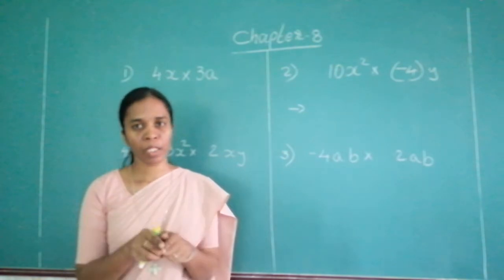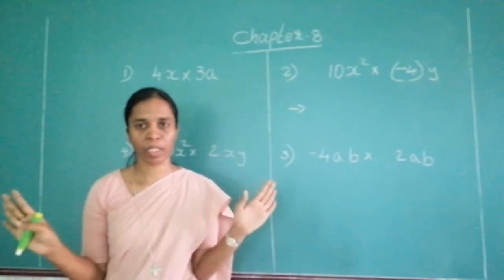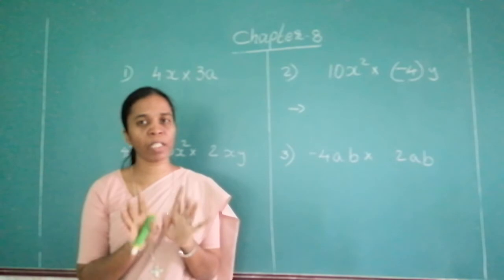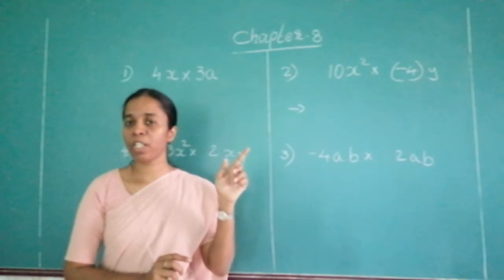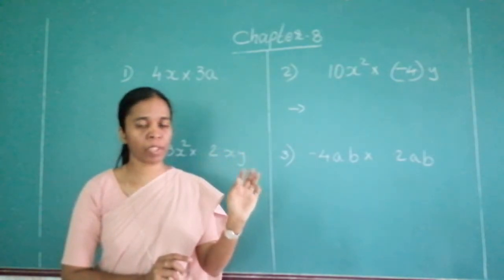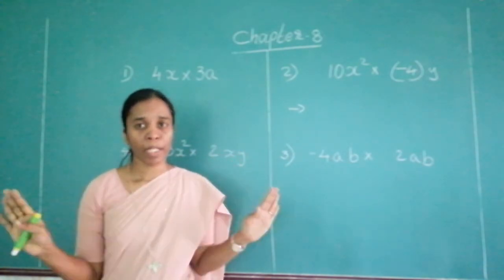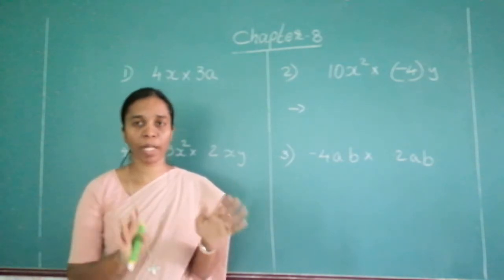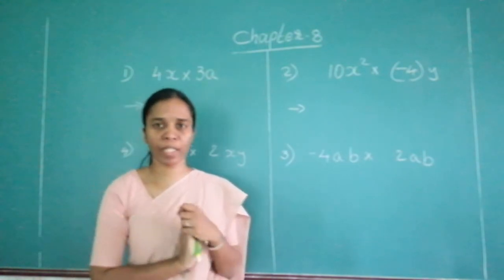You multiply the coefficients, you multiply the variables. This is a simple thing, multiplication. Multiply the coefficients, multiply the variable. I repeat, addition and subtraction you can do only with like terms, that is same variable with same index. Multiplication, nothing like that. Whatever is given to you, like term, unlike term, just multiply the coefficients and multiply the variables.